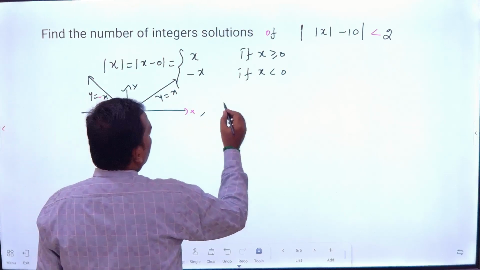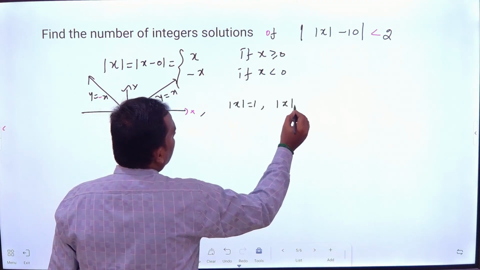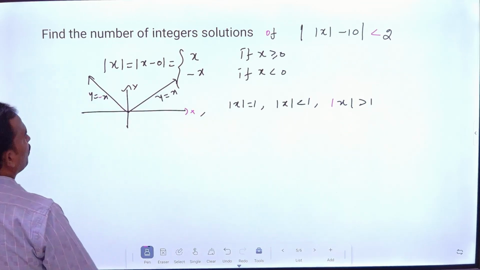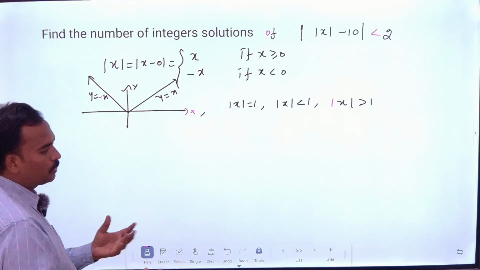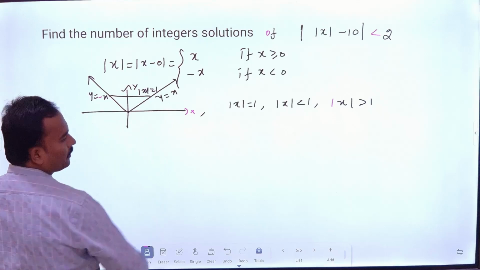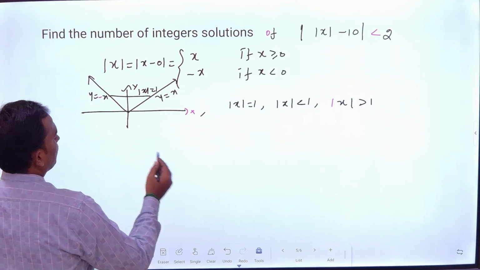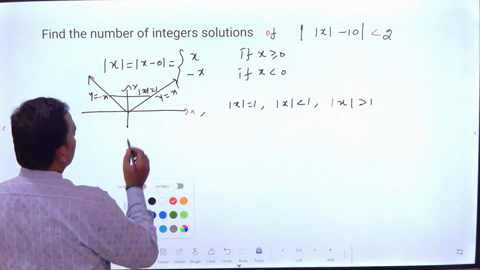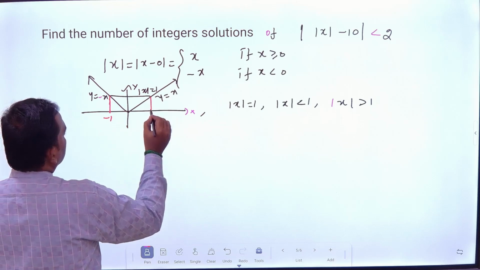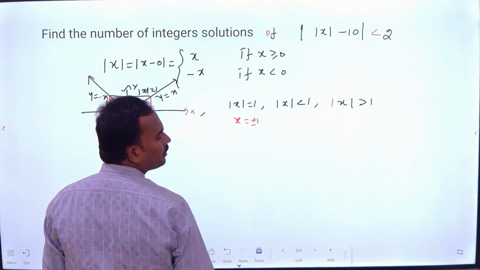Suppose I am taking three things: mod x equal to 1, mod x less than 1, and mod x greater than 1. Mod x is always the output value, and x is the input value. I can fix mod x equal to 1 here, because mod x lies on the y-axis. Mod x equal to 1 means x equal to plus or minus 1 only.